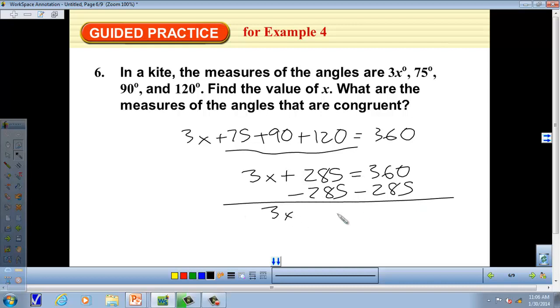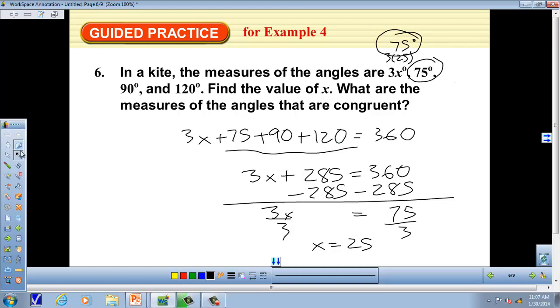If we do that, 3x is equal to 75. So dividing both sides by 3, x is equal to 25. Now we want to know which two angles are congruent. Well, if I plug the 25 in here, we get 3 times 25, which is 75 degrees. So the two angles that are equal to each other are the 75 and 75 degrees.